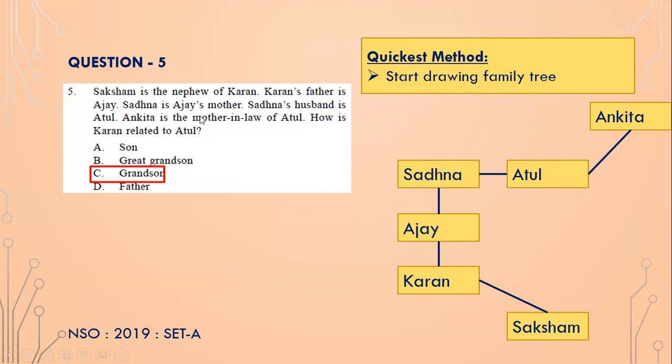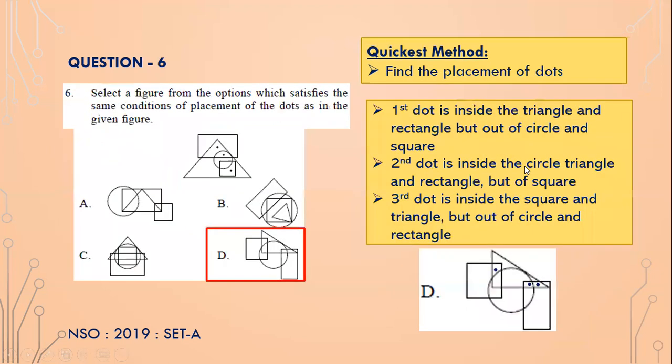How is Karan related to Atul? Karan is Ajay's son, and Ajay is Sadhana and Atul's son. So Karan is the grandson of Atul.